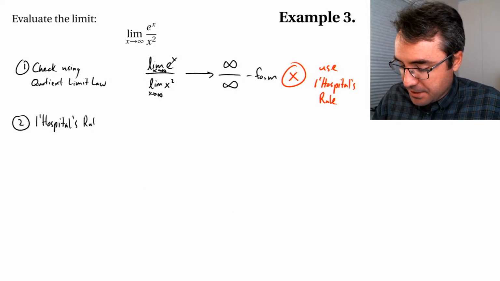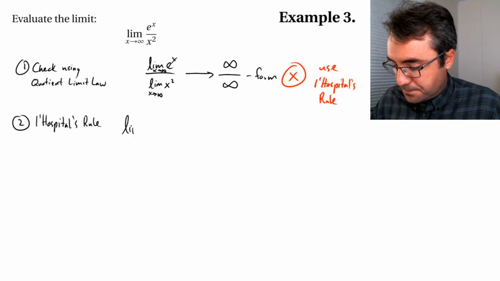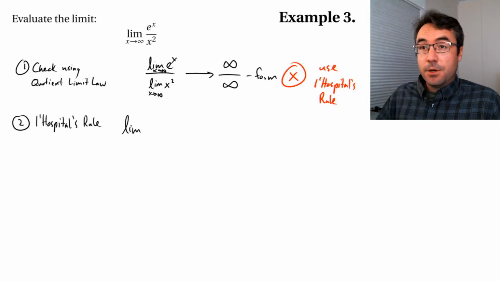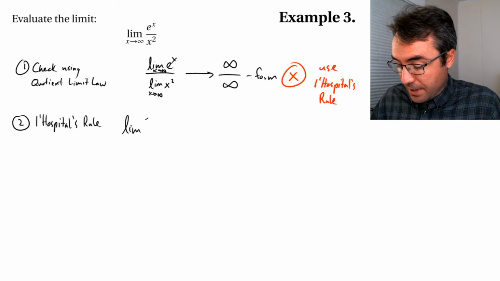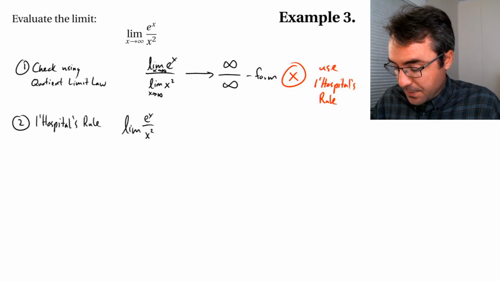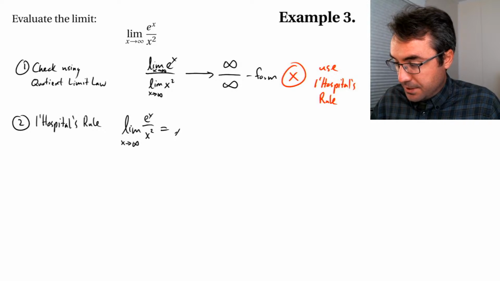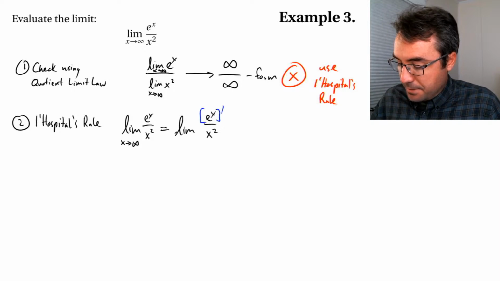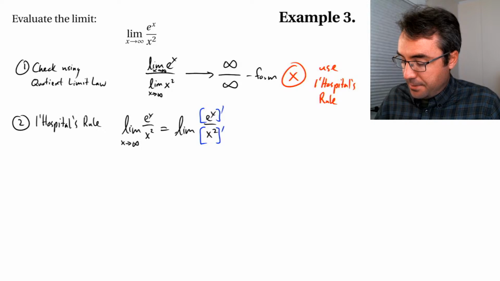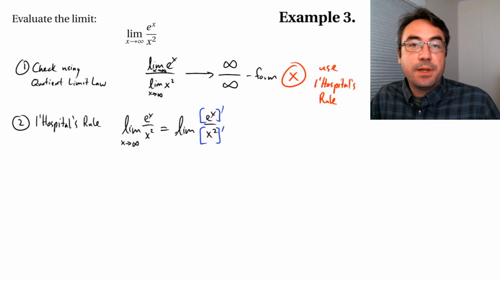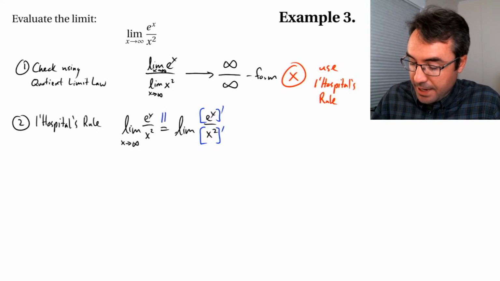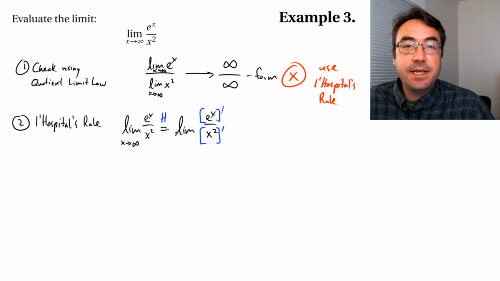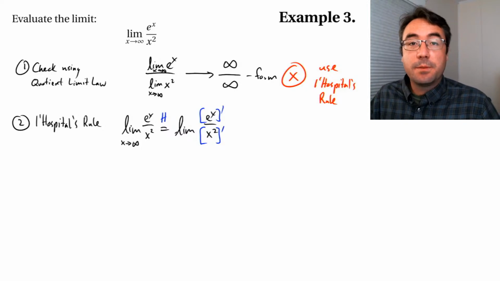All right, so let's apply the rule here. We're going to do the limit of e to the x over x squared as x approaches infinity. Let's apply the rule. So what does that do? Well, we apply the derivative to the function in the top, apply the derivative to the function in the bottom, and that's where we've actually applied L'Hopital's rule. So let's put a little h over the equal sign there just to indicate that that's where we're applying the rule.